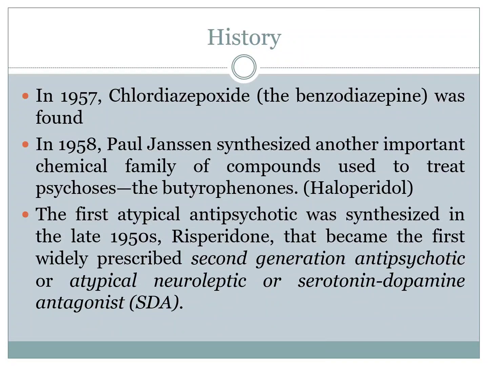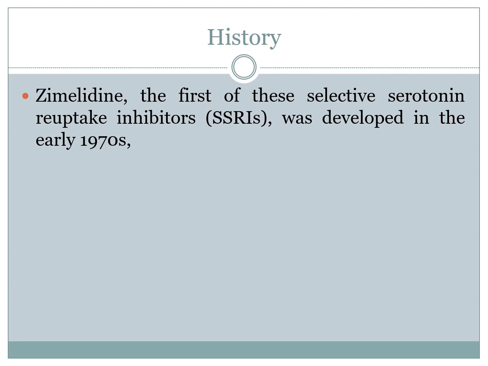Similarly, in 1957, chlordiazepoxide, a benzodiazepine, was found, and in 1958, another chemical family of compounds was found, which is known as butyrophenones, under which comes the drug haloperidol. The first atypical antipsychotic, or you can say second generation antipsychotic, which was discovered in 1950s was risperidone. And these atypical antipsychotics are also known as second generation antipsychotic, atypical neuroleptic, or serotonin dopamine antagonist. On the basis of their mechanism of action, they are also called SDAs. Zimelidine was the first of the SSRIs, which was developed in the early 70s.